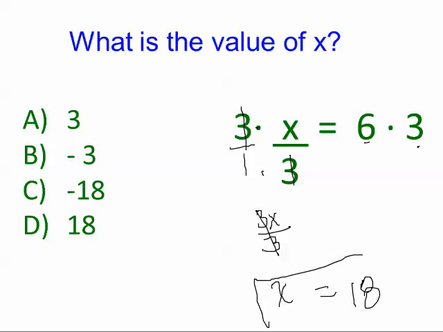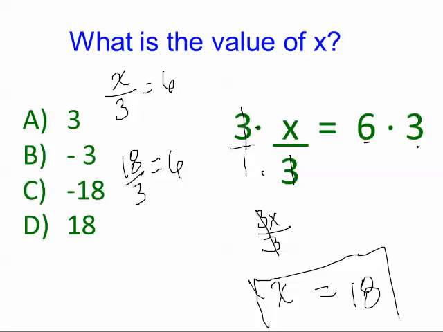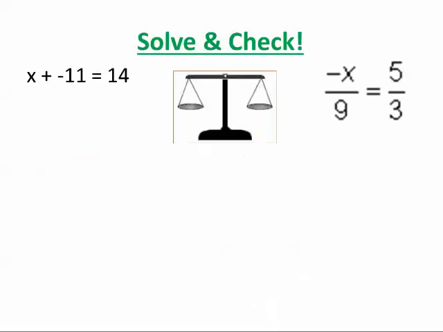And if I want to check my answer, don't forget I can do that too. I go back into the original equation. And the original equation was something divided by 3 is equal to 6. So I asked myself, well, is 18 divided by 3 equal to 6? Because I think x equals 18. That's what I solved for down here. And it turns out, yes, 18 divided by 3 is 6. So there's my check. It worked. And I'm good. Inverse operation.